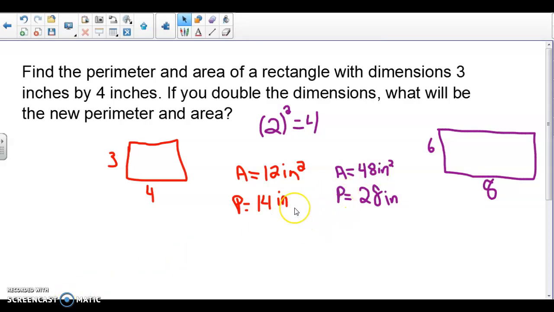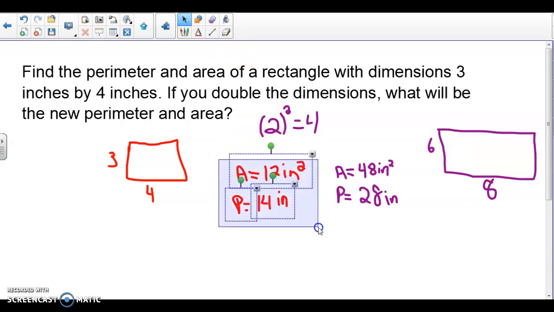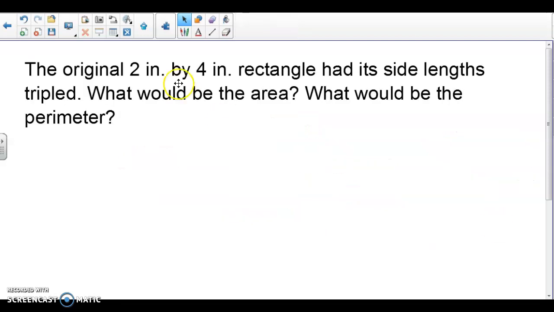Alright, so that's just a faster way to find out what the area and perimeter are without having to double the sides. So now the next thing I want to do is take this to the next slide. Because it says the original 3-inch by 4-inch rectangle had its side lengths tripled. What would be the area? What would be the perimeter?